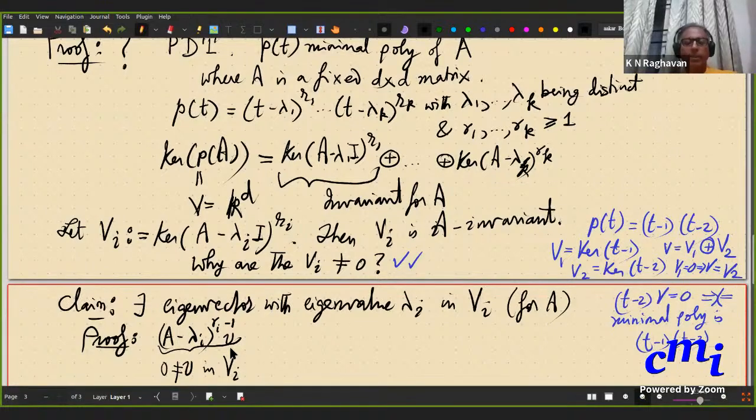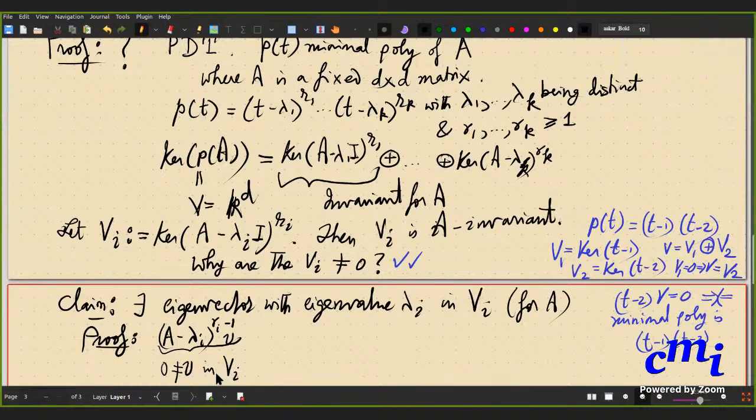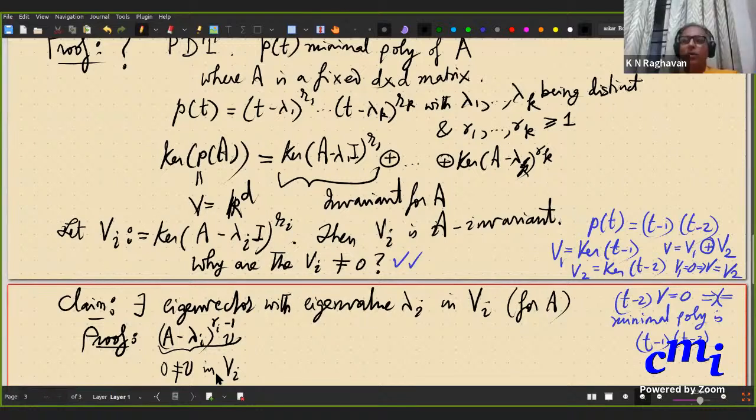But you are on the right track. You just have to say that an arbitrary non-zero vector in Vi is not good enough. Maybe you can take the generalized eigenvector corresponding to this lambda. No, just no. What do you mean by that? Every element here is a generalized eigenvector for lambda. So if you choose just any V, then (A minus lambda I) to the power Ri will kill it.